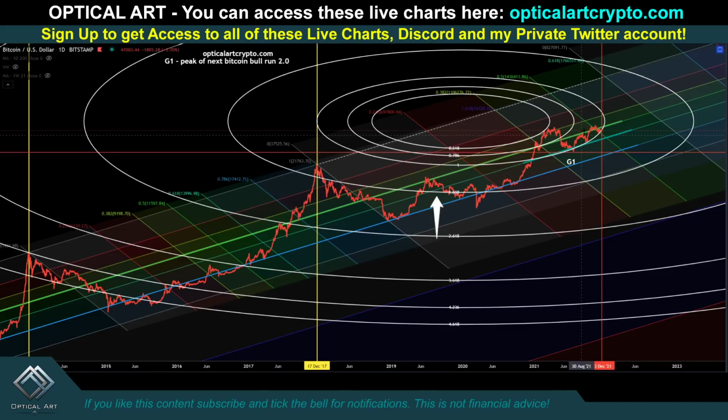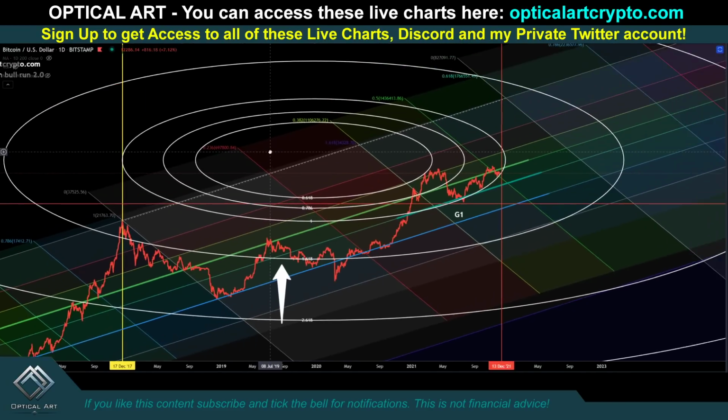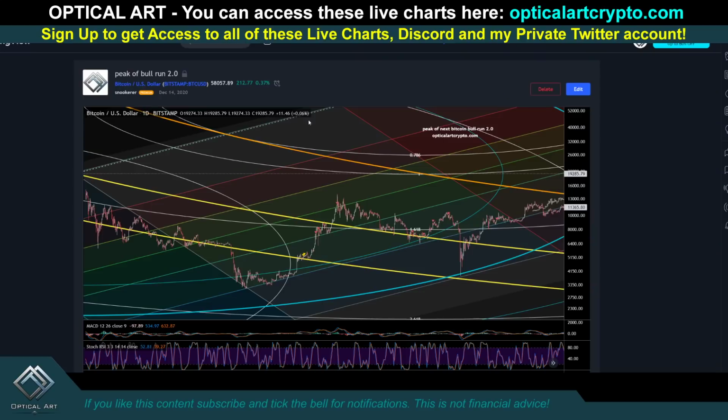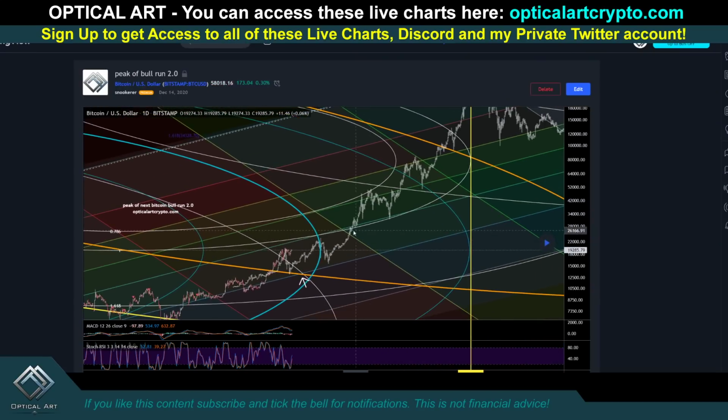So this is, again, where we're currently at right now. You can see right here, we rode up this white ring. It's kind of hard to tell. There's a lot on this chart. But this white ring right here. So you can see this white ring right here.